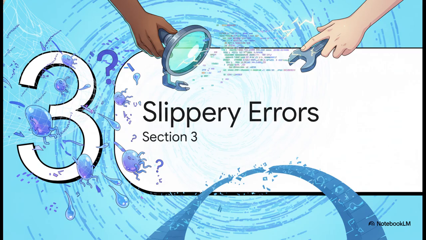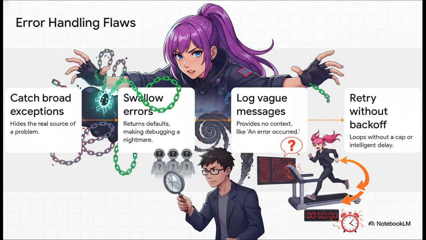This is where judgment and experience are absolutely critical, and it's an area where AI-generated drafts can get, well, a little slippery. So you've got to be on the lookout for these patterns. Things like catching super broad exceptions, which can totally mask the real source of a problem, or just swallowing an error and returning a default value. A total nightmare for debugging. And you'll see vague log messages like, an error occurred, with zero context. These are all classic signs of code that just hasn't been pressure tested in the real world.